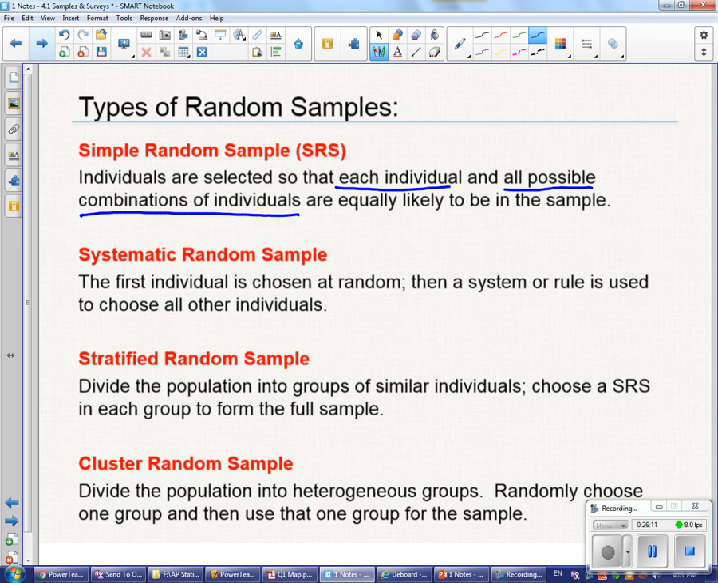So an alternative would be to do a systematic random sample. So think about systematic, a system or a rule. So the first individual is chosen at random, and then a system or rule is used to choose all other individuals. So an example of this would be, let's say I am working at the airline and I'm interested in doing a systematic random sample of passengers from a single plane. So I might go ahead and choose the first person and then every fifth person that deboards the plane to be part of my sample.